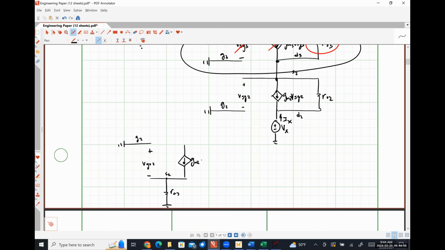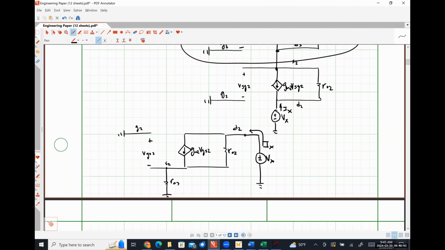Here's GM2 VGS2 in parallel with R02. Here's my test source applied between the drain of 2 and ground, exactly like it was previously. So all of the connections are exactly the same. I just flipped the polarity of VSG to VGS, which allows me to change the direction of my current source, and voila, it's the exact same thing as an NMOS.